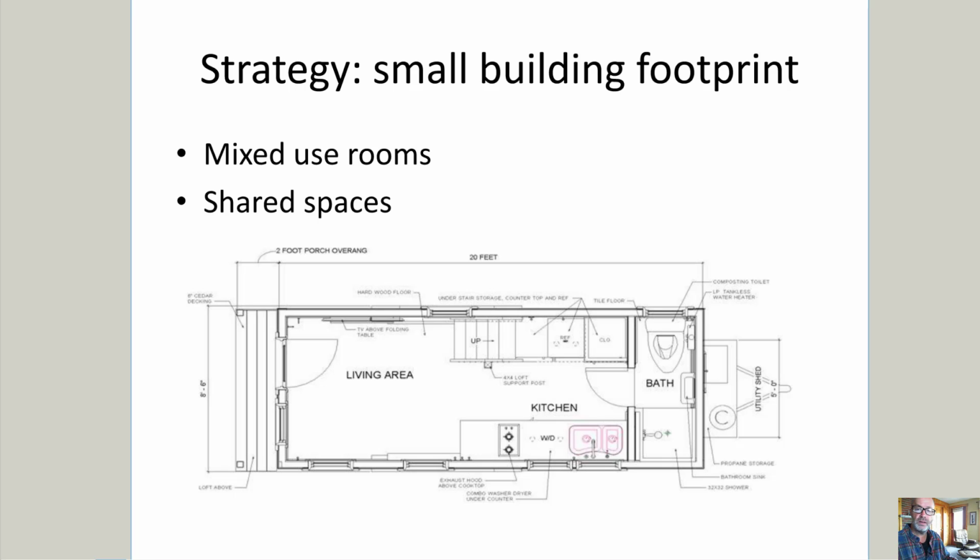So, some strategies. Start with a smaller building footprint, like in some of the other credits. Have mixed-use rooms or shared spaces, or have a very small building, like a tiny house. But another example, say in a school, do you need a separate cafeteria and gym, or separate cafeteria and theater, or separate gym and theater, or stuff like that? Things that you can maybe multi-use, particularly in a smaller school or something.